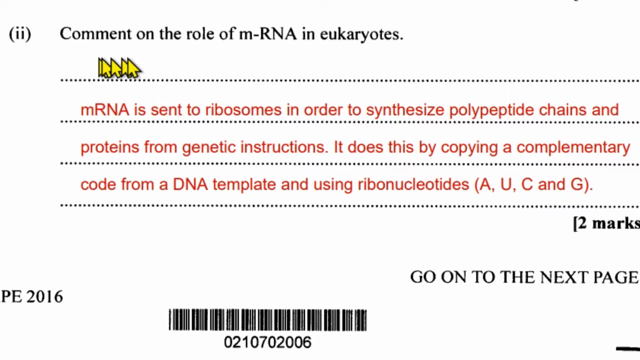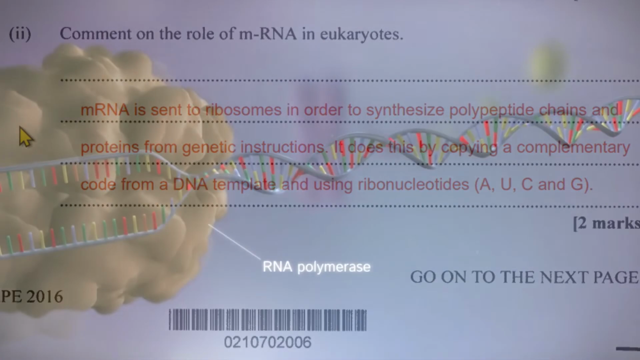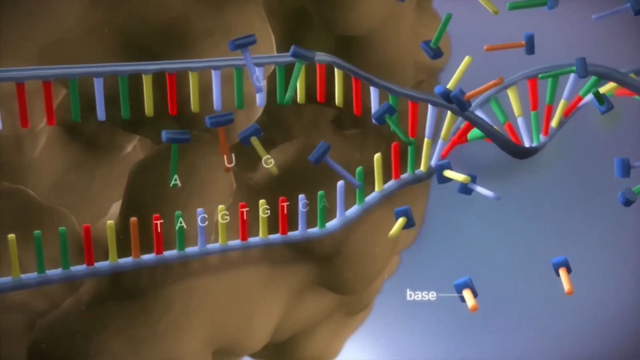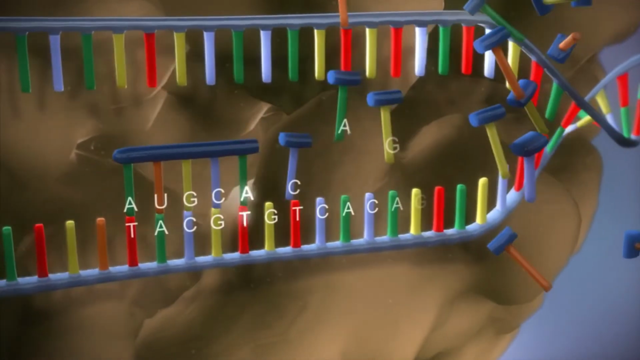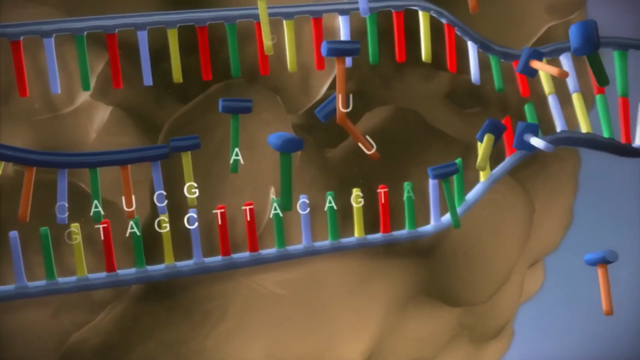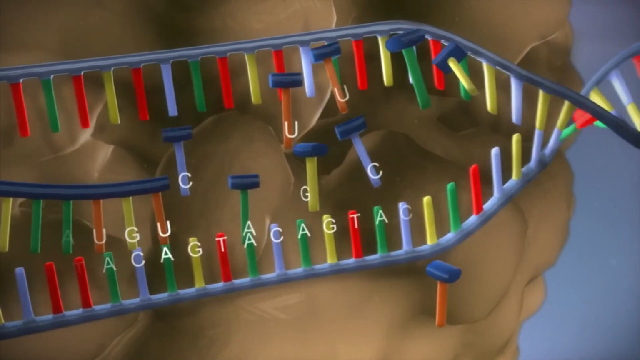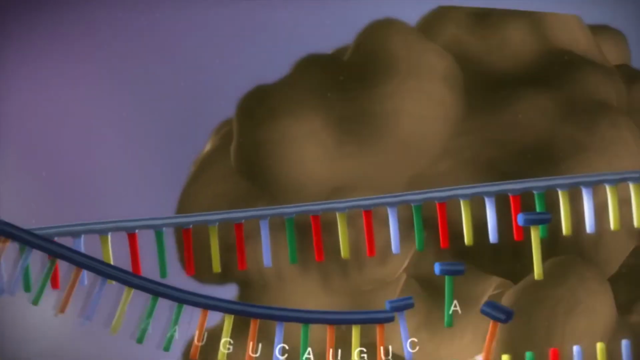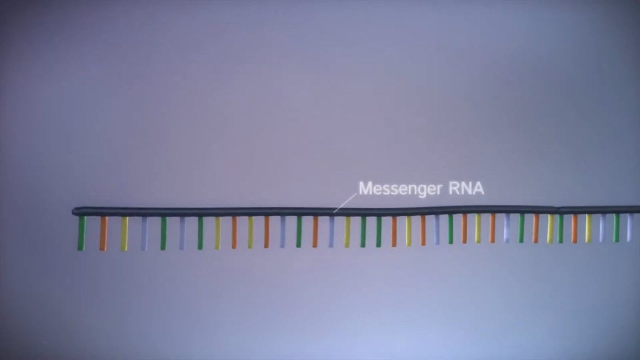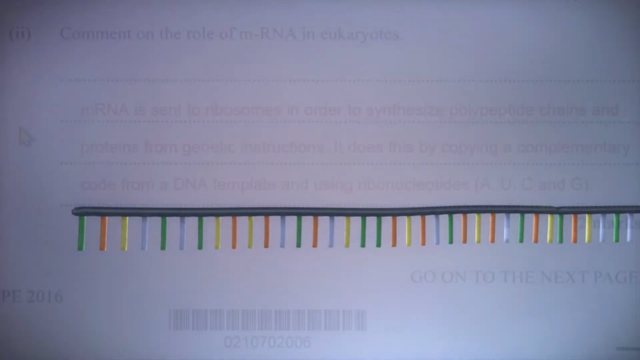Part 2. Comment on the role of mRNA in eukaryotes. Of course, mRNA stands for messenger RNA. What mRNA does is that mRNA is built from a DNA molecule. The DNA unzips and an mRNA molecule is synthesized and elongated from reading the code on one of the DNA strands. So the mRNA is like a complementary strand to the DNA. The main difference is that RNA has uracil and DNA has thymine. The other main difference is that mRNA would be single-stranded.